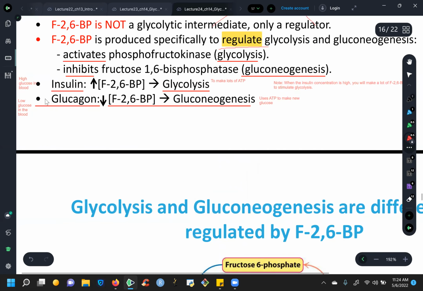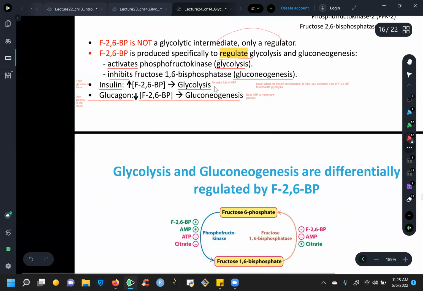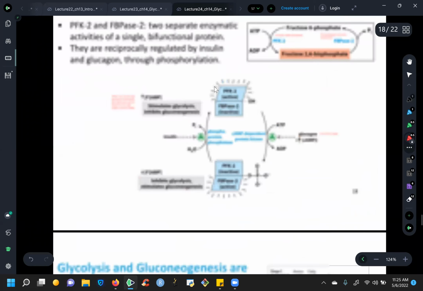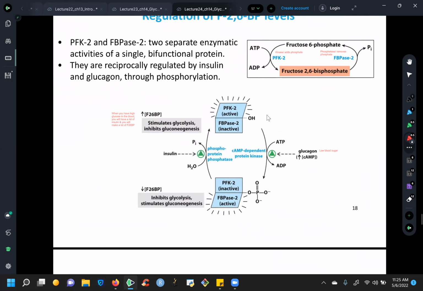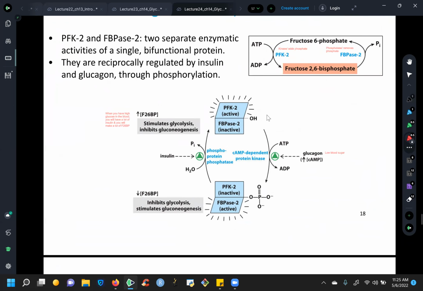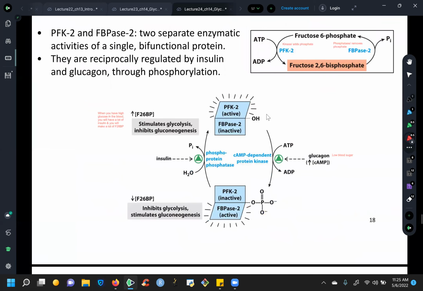If you have high blood glucose, you have high insulin, which will increase fructose 2,6-bisphosphate and increase glycolysis. And glucagon will stimulate gluconeogenesis. Definitely you have to know that. And then here we have, so these enzymes are reciprocally regulated by insulin and glucagon.